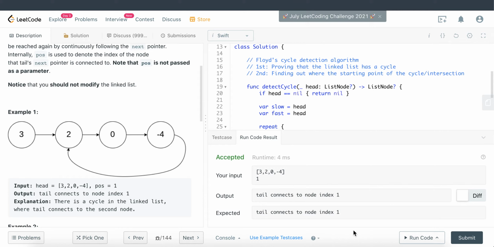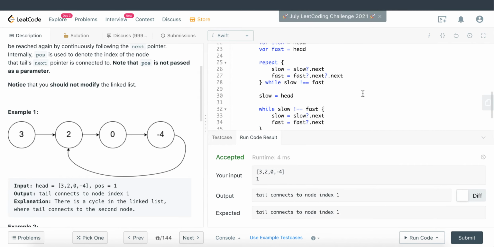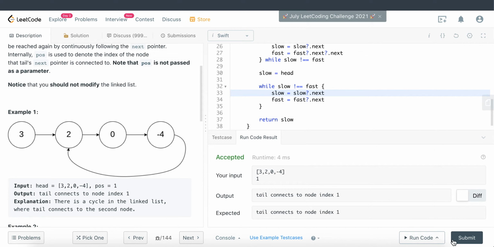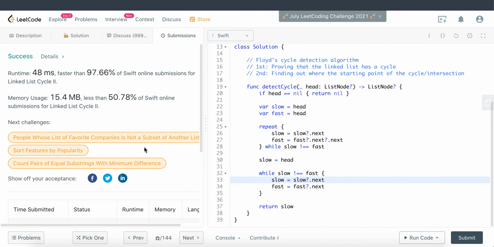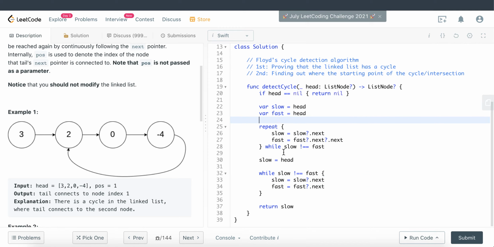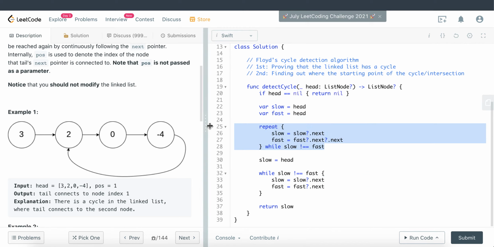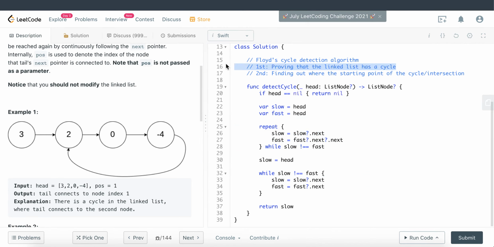And there we go, that is the answer. Seems to be working fine. Go ahead and submit this, and hopefully that works. And there we go, it is correct. We passed the test cases. So this first loop here is the first part of Floyd's cycle detection algorithm, and the second one is the second part, which is to find the starting intersection point, the beginning point of the cycle, right?